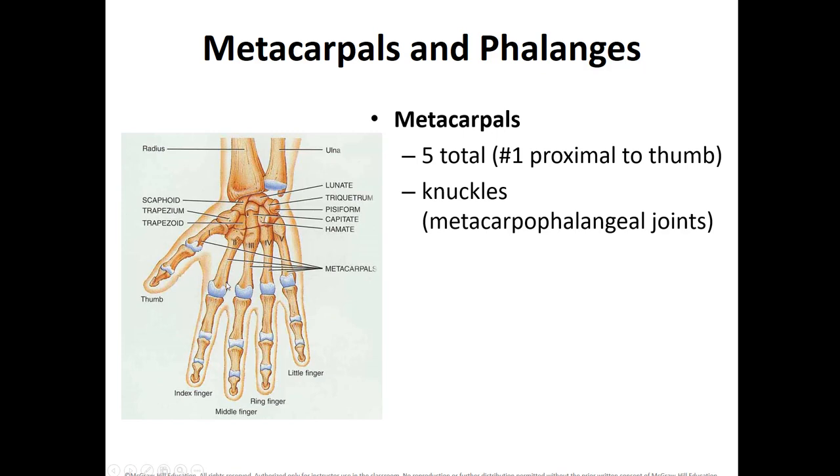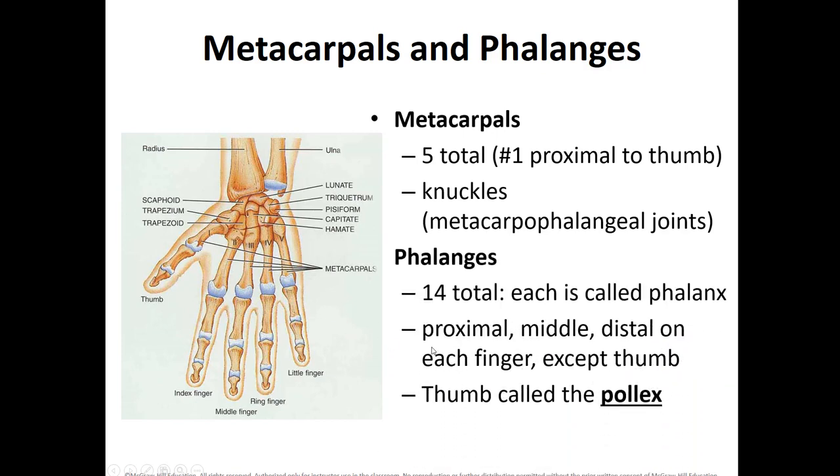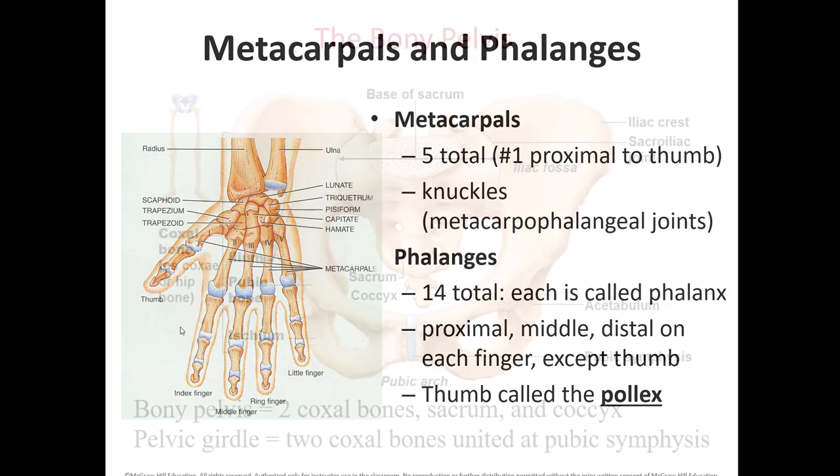Your knuckles are where you have the articulation between the metacarpals and your phalanges. The phalanges, you have 14 on each hand. Each one is called a phalanx. On your fingers, you have 3 of them: proximal, middle, and distal. Your thumb only has 2 of them, proximal and distal. The thumb is called the pollex.